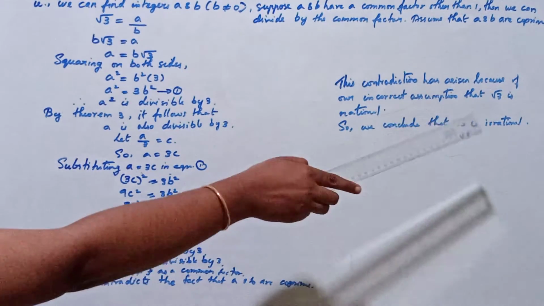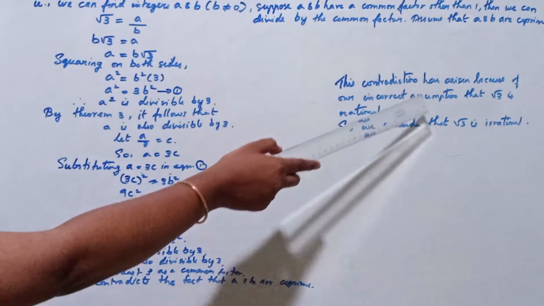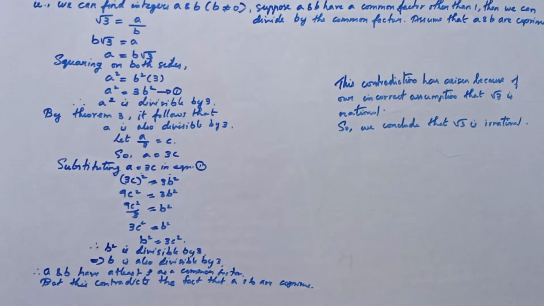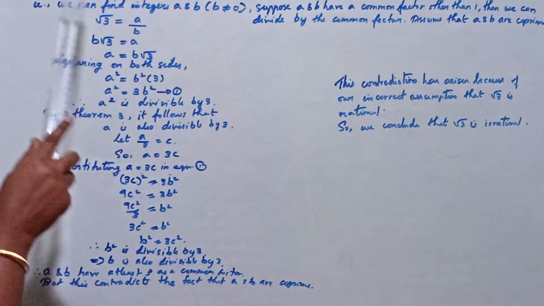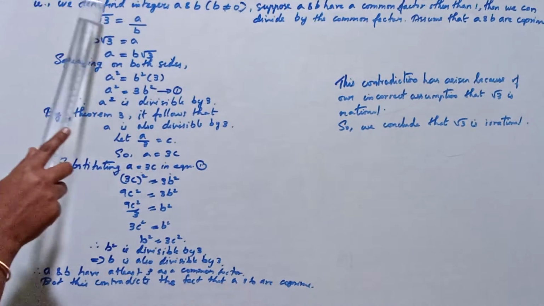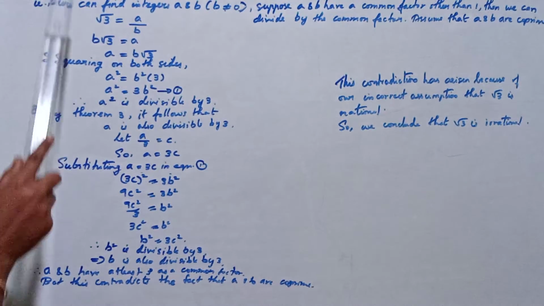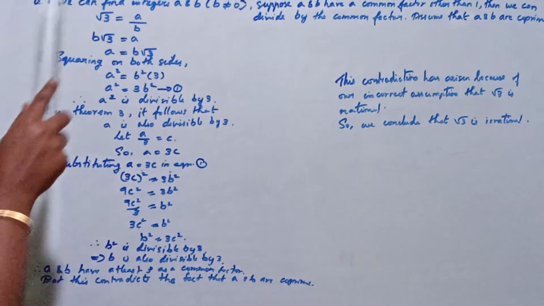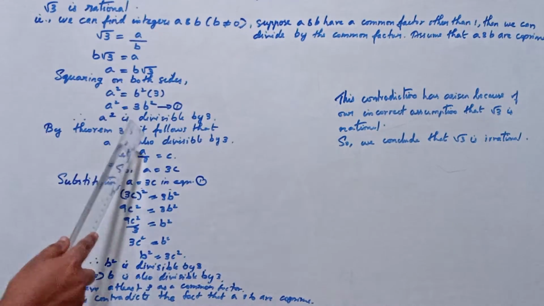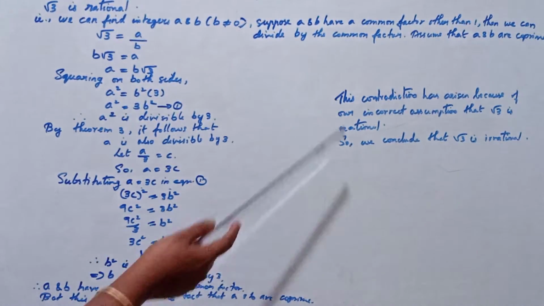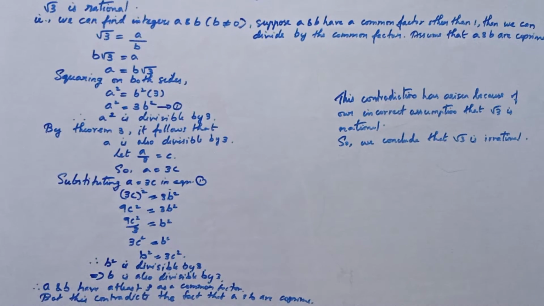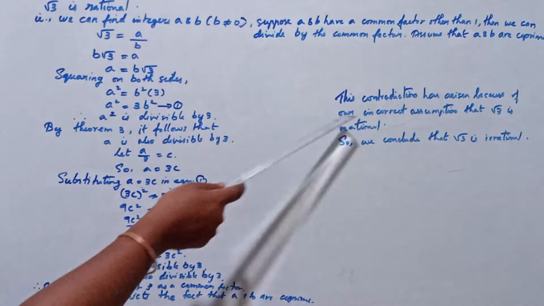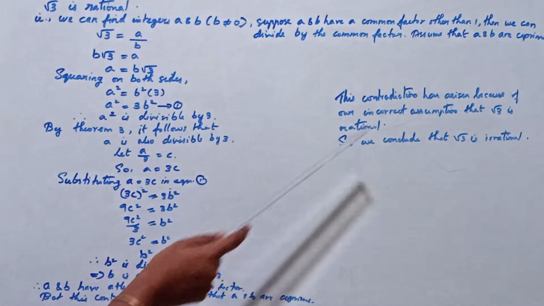So this contradiction has arisen because of our incorrect assumption that square root of 3 is rational, right? Because we began the proof by assuming that square root of 3 is rational. Because we started with a wrong statement, we are getting the result that a and b are not co-prime, right? So this happened because of an incorrect assumption that square root of 3 is rational.